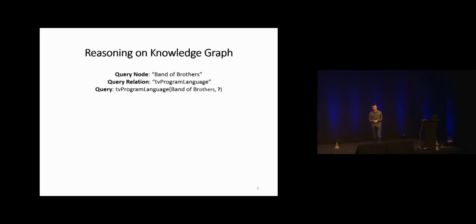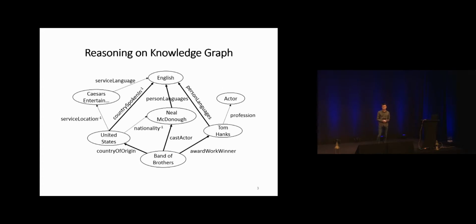So how can we find this answer from a very large knowledge graph? The basic idea is that we first start from the query entity, and we follow a couple of reasoning paths that have similar semantic meanings as the query relation TV program language. And hopefully, this kind of path can lead to an entity that is exactly the answer to this query. So how can we find or learn this kind of reasoning path from the knowledge graph? That's the main problem of this talk.